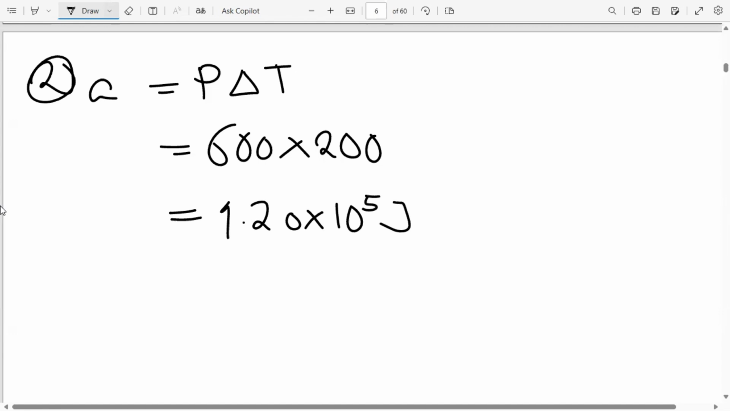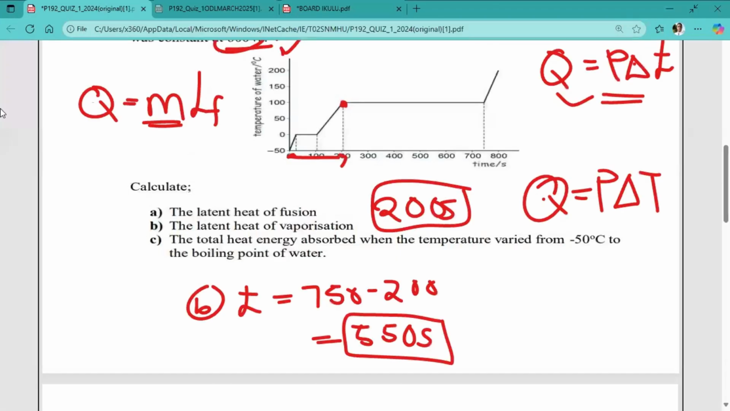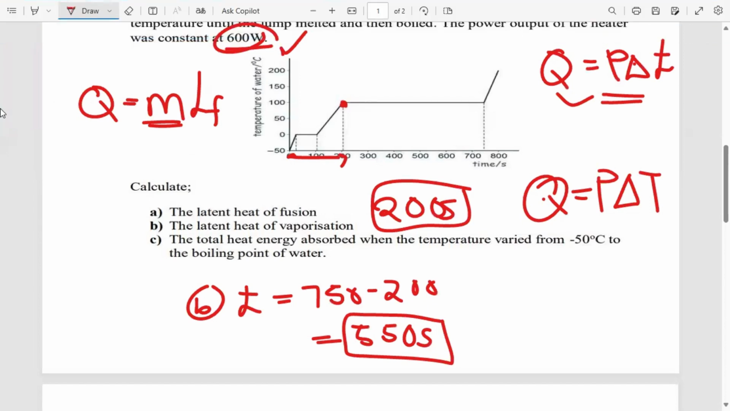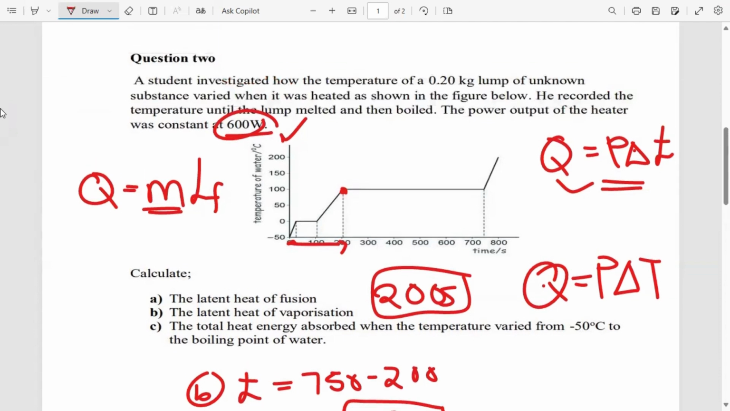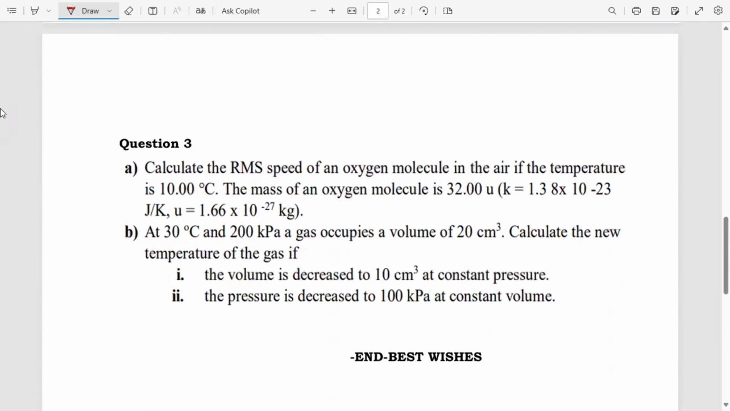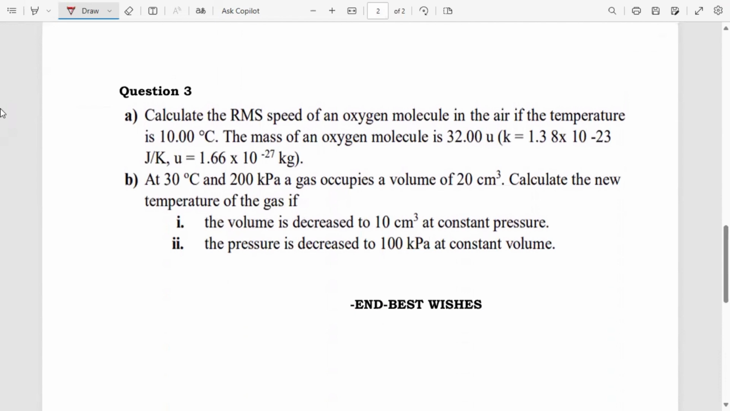If you have a calculator, you can just try to punch in, see if that answer is the correct one. It's 120,000 joules, which is the same as this answer that we've calculated. So, ladies and gentlemen, if we reach that point, that means we've solved all the questions that are on question 2. Now, let's go to the last question, which was question 3 itself.